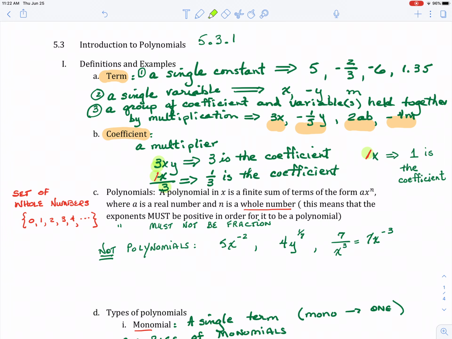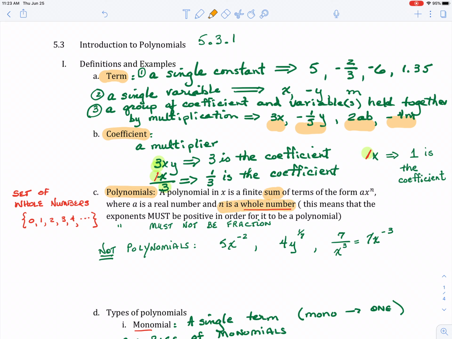All right, so the next word in our vocabulary list here is polynomial. A polynomial is a finite sum of terms, which can be added together or subtracted, in the form a times x to the n. The a is some multiplier, that would be the coefficient. The base x is the variable raised to some power n, where the coefficient a must be a real number and n must be a whole number. That means the exponent must be a whole number.